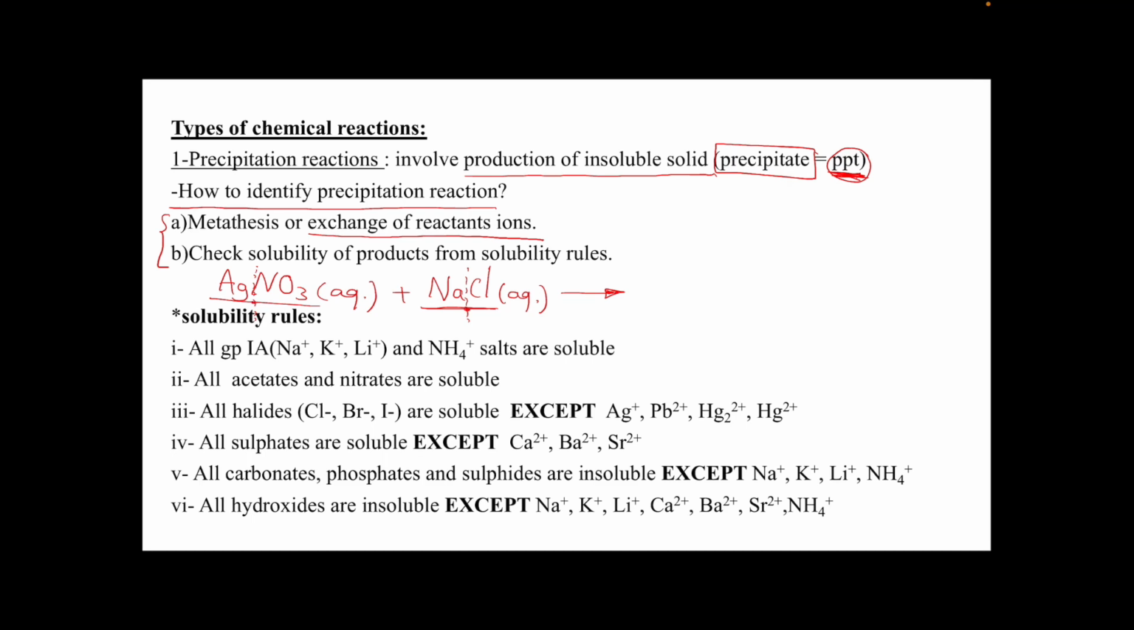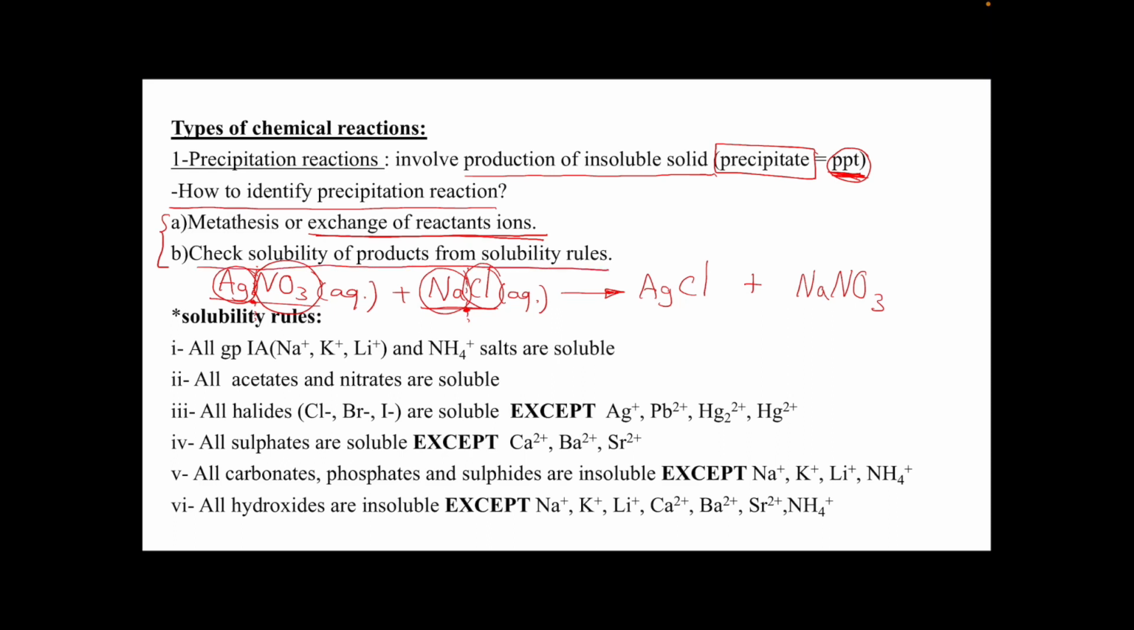Let's switch or exchange the cation from the first compound with the anion from the second, and the anion from the first with the cation of the second. So silver with chloride, and the second product would be sodium nitrate. Here we have applied the first step, which is exchange of reactants ions.